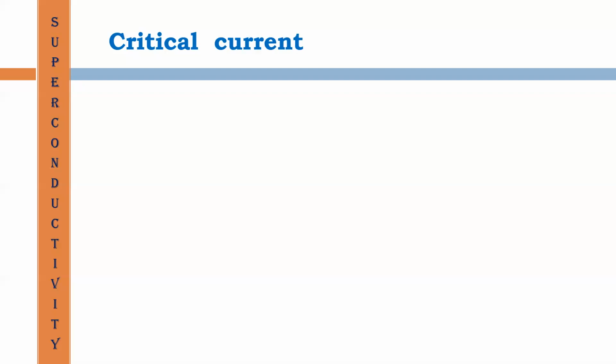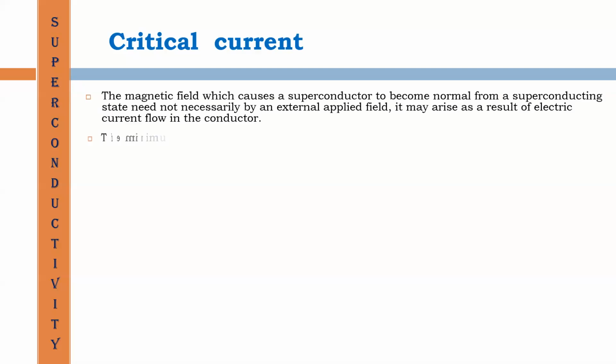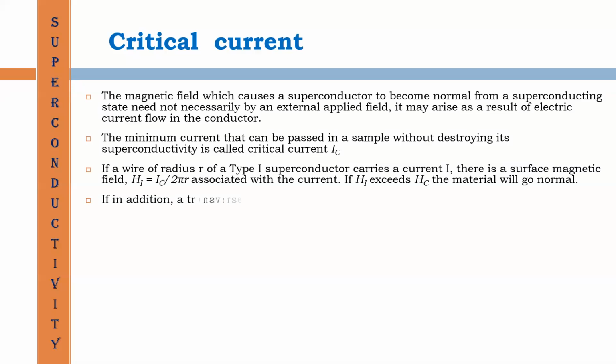Okay. If that surface magnetic field, the surface magnetic intensity HI, exceeds the critical magnetic field, the material will go normal. Okay.